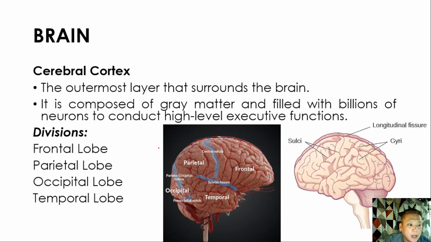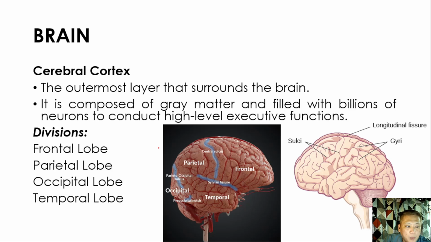Next part of your brain is your cerebral cortex. Sabi natin, the outmost layer that surrounds the brain. Sabi nyo naka-over dyan. So, it is composed of gray matter and filled with billions of neurons to conduct high-level executive functions. So, ibig sabihin, yung cerebral cortex, siya yung dyan nagsasend ng signal, dyan lahat dumadaan. Yung mga neurons natin, dyan siya lahat na-store, yung mga messages, yung memory, lahat ng inaaral natin.